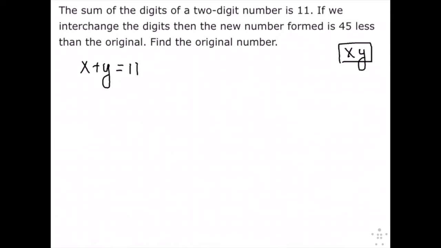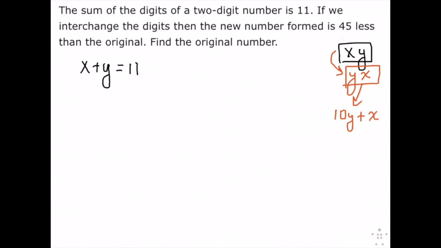Okay. Now it says, if we interchange the digits, so now they're saying if instead of writing it as xy, I write it as yx, then the new number formed is 45 less than the original. Now, this is the new number formed. However, when I say the new number, I don't mean y times x. I mean 10y plus x, because y is in the tens position, x is in the ones position.